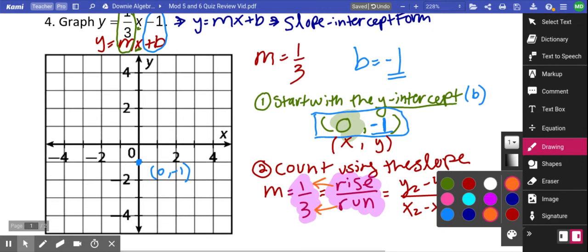Keep in mind that these are both positive numbers. So I rise up 1, I'm going to run positive 3. So from my y-intercept, I'm going to rise up 1, and I'm going to run positive direction 1, 2, 3. I'm going to put a point there.